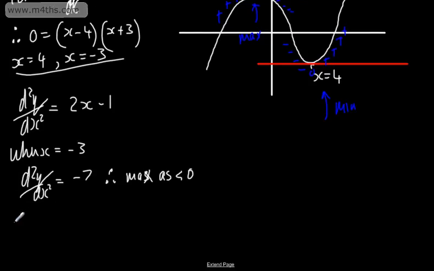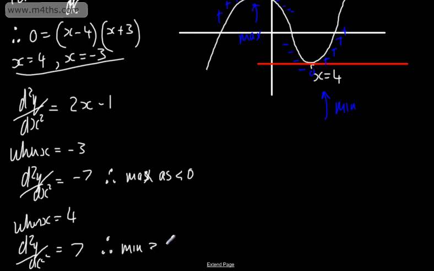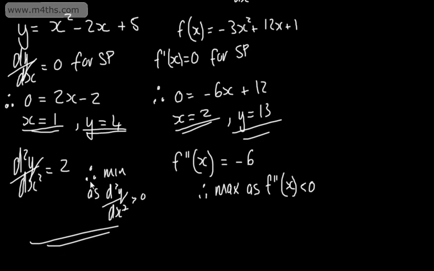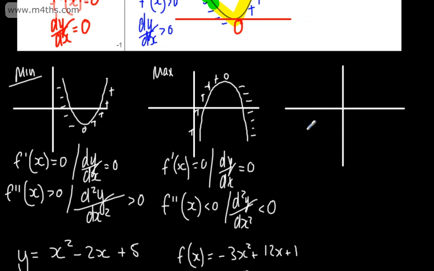If I look at the next one, when x is equal to positive 4, d2y by dx squared will be equal to 2 lots of positive 4 minus 1, that's 7. Therefore, it's going to be a minimum, as the second derivative, when we evaluate it with the x coordinate of the stationary point, is greater than 0. It's a coincidence that these values right here are the same numeric one. Again, don't read too much into that. So there we go, that's finding and determining the nature of a stationary point.